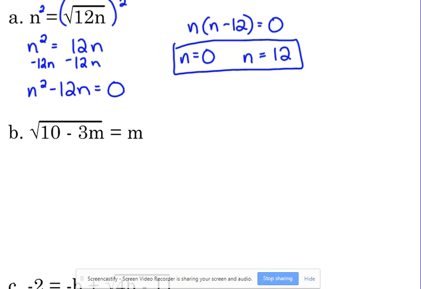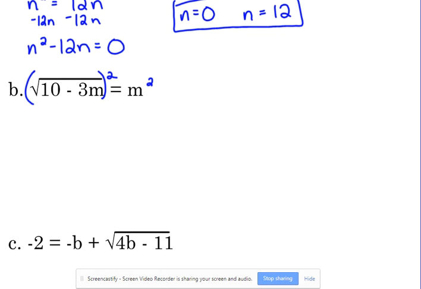Okay. Let's look at example B. We have the square root of 10 minus 3m is equal to m. Again, the square root's already isolated, so all we have to do is square both sides. So when we do that, we get 10 minus 3m is equal to m squared.